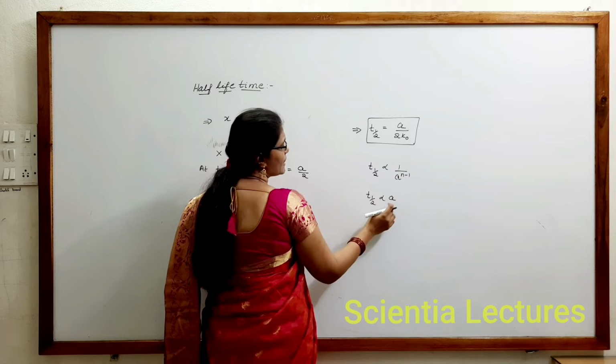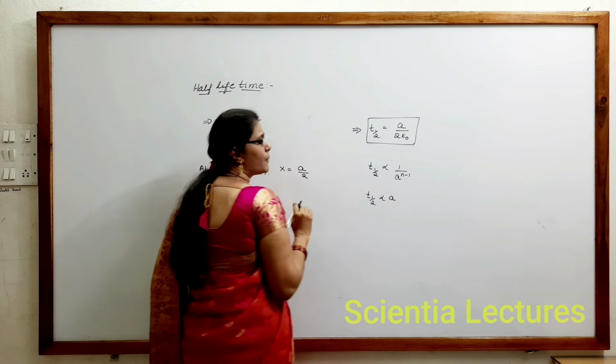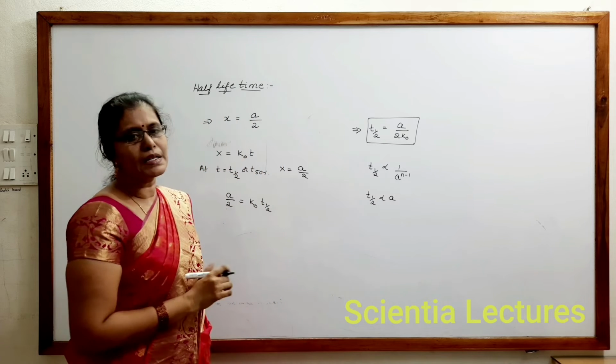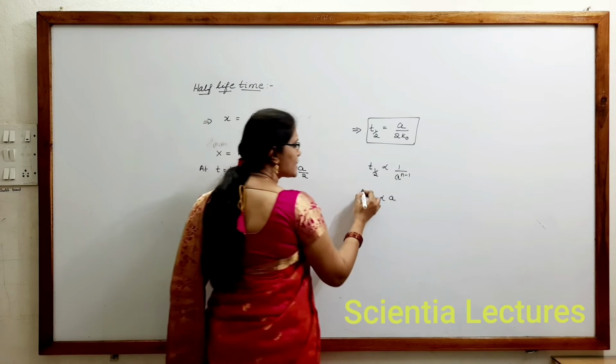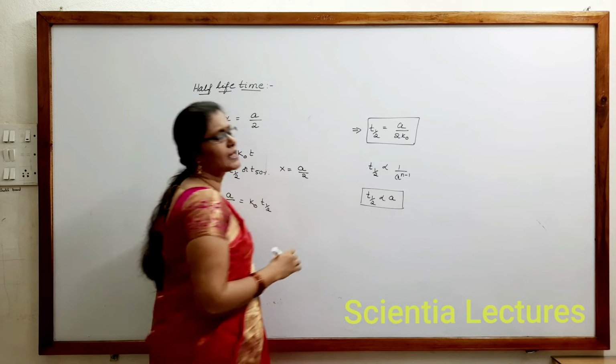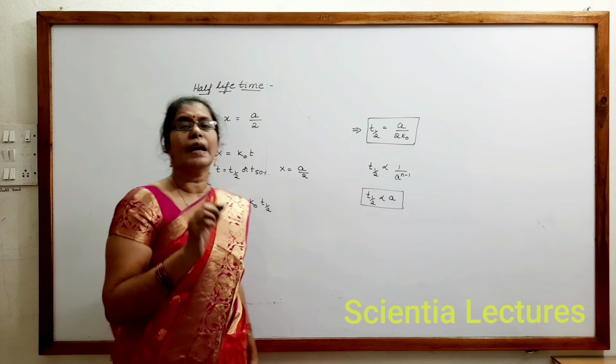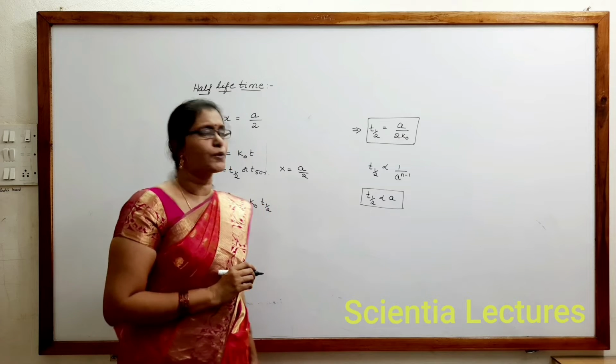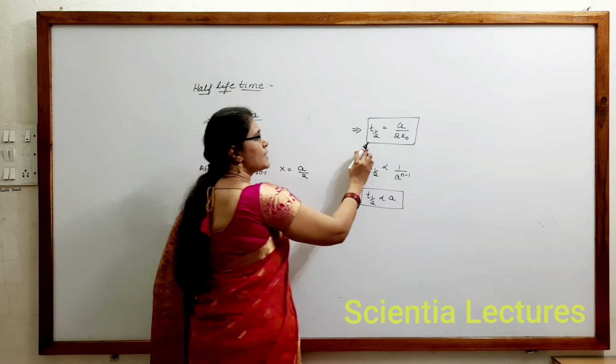1 by A power minus 1, if it comes to the numerator, it becomes A power 1. For a zero order reaction, it's any time period, not only T half, T 75%, T 87.5%, any time period is directly proportional to A. So here, what is its exact value?